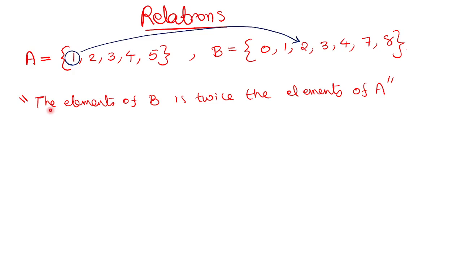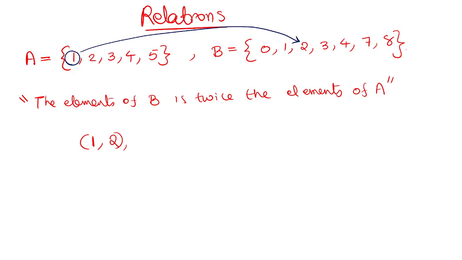The condition given is that the element of B is 2 times the element of A. It is just an example, okay? If I say this condition, I can say that under this condition 1 is related to 2, because 2 times 1 is 2. So 1 is related to 2. We express it as an ordered pair.